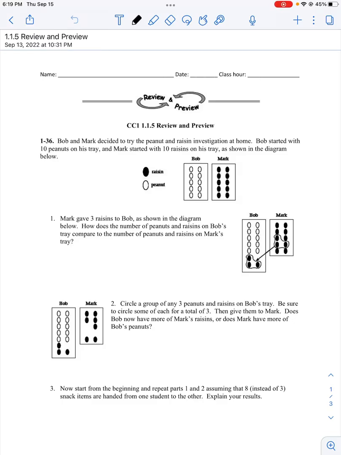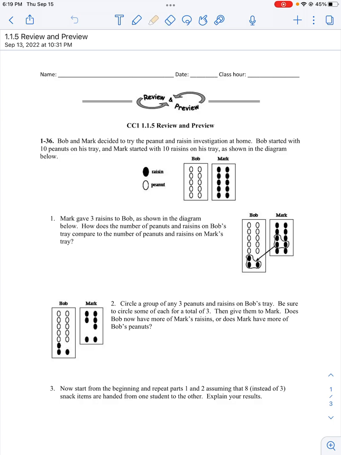Okay, today we're working on CC1 1.1.5 review and preview. So much like we did in class today, this is going to be our peanut and raisin investigation, but we're doing it at home. Bob and Mark decided to try the peanut and raisin investigation at home.